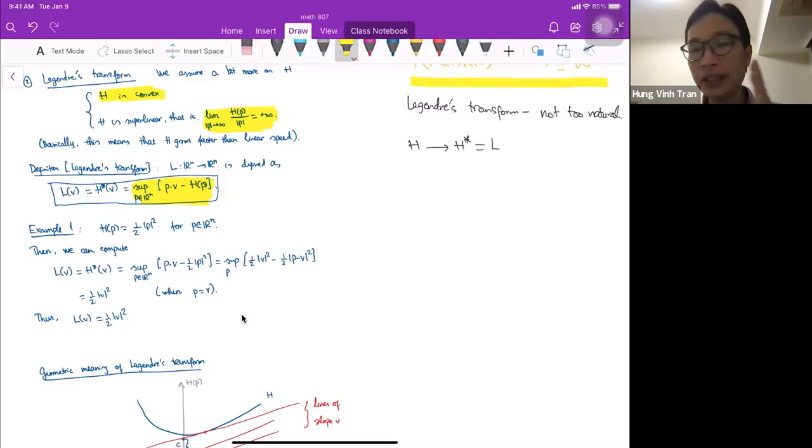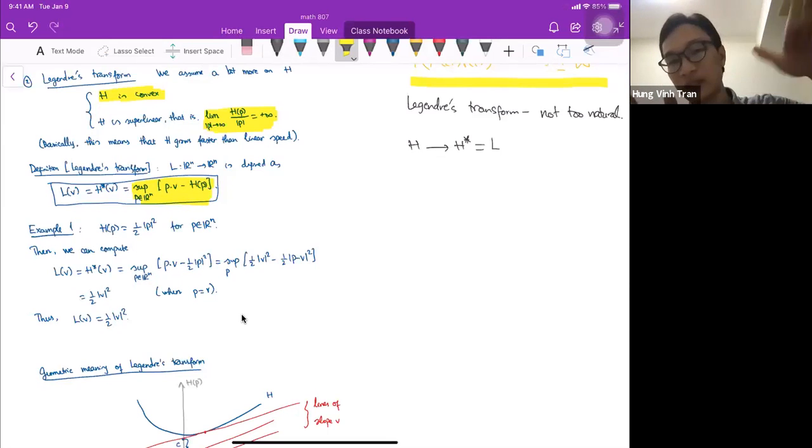So basically you just take P dot V, which in 1D is basically a line, or a plane. Then you take the difference between that plane and the function H of P, and you try to maximize the value.